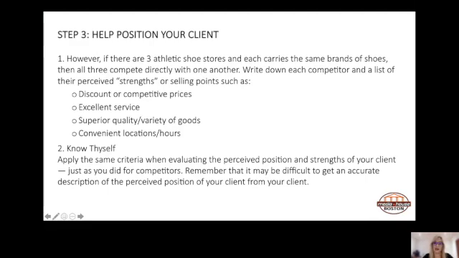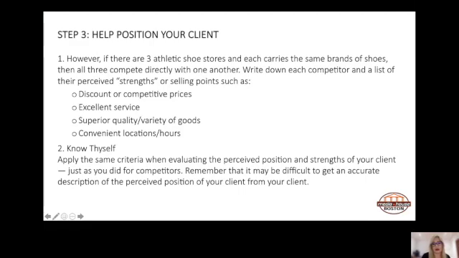Write down each competitor and a list of their perceived strengths or selling points. It could be things like discounts or their competitive prices. It could be excellent service that they offer. It could be superior quality or a variety of goods. It could be convenient location or convenient shopping hours, etc. Okay, and then know yourself. Apply the same criteria when evaluating the perceived position and strengths of your client, just as you did for your competitors. So the same thing that you just did with them to try and find their selling points, you need to do with your client.